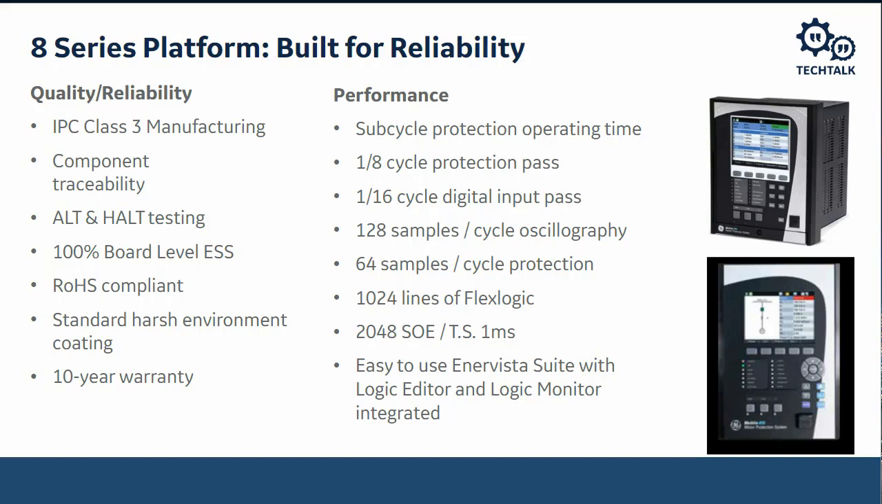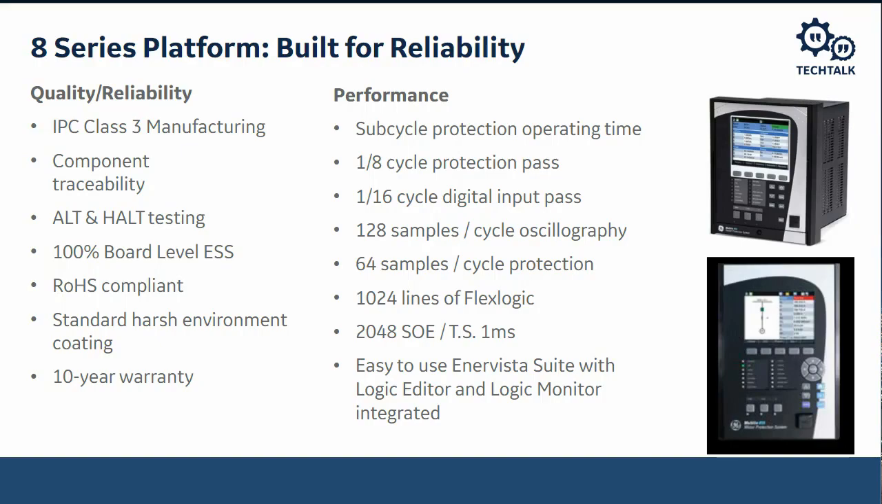with a 10-year warranty. But on top of that, there are a lot of performance things that come with this newer platform of the 869 and the 859. So sub-cycle protection operating time, an eighth of a cycle for a protection pass, 16th of a cycle for the digital input pass, a much better sample rate for oscillography and for the protection. And all of those, both the 859 and the 869 are integrated into the InterVista suite.